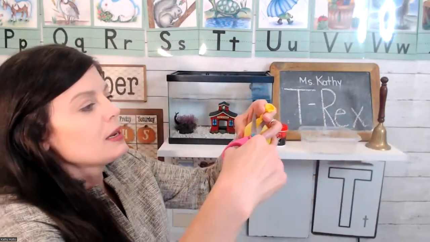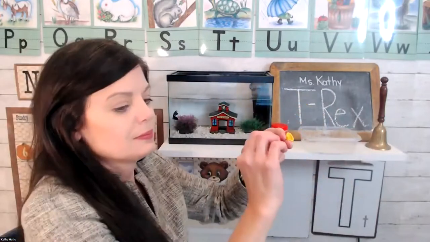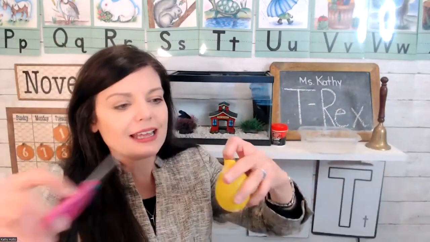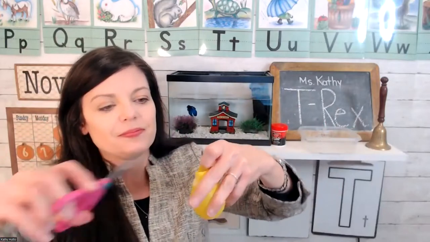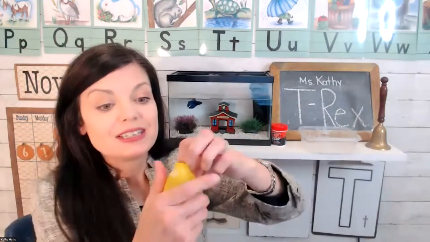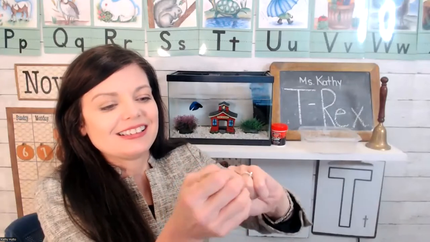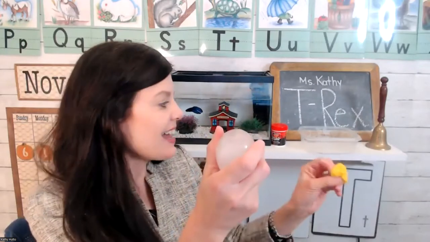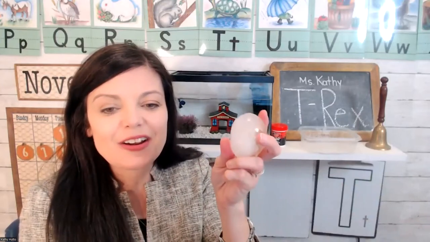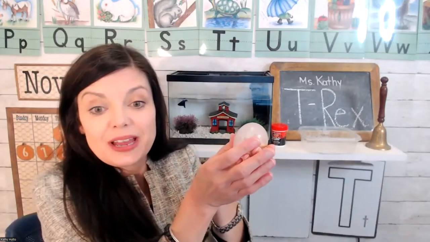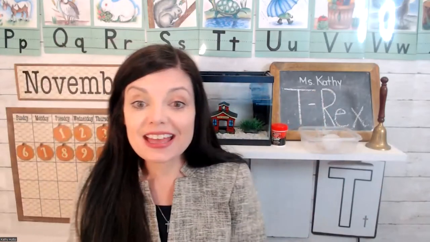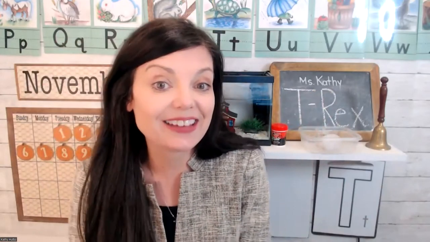So let's open up the balloon. Oh, wow. Look at this. It's frozen in there. Look at that. That's our dinosaur egg. And I see something inside there. Well, we're going to let this dinosaur egg sit over here all during our lesson today. And then at the end, we'll take a look at it and see what it looks like, okay?